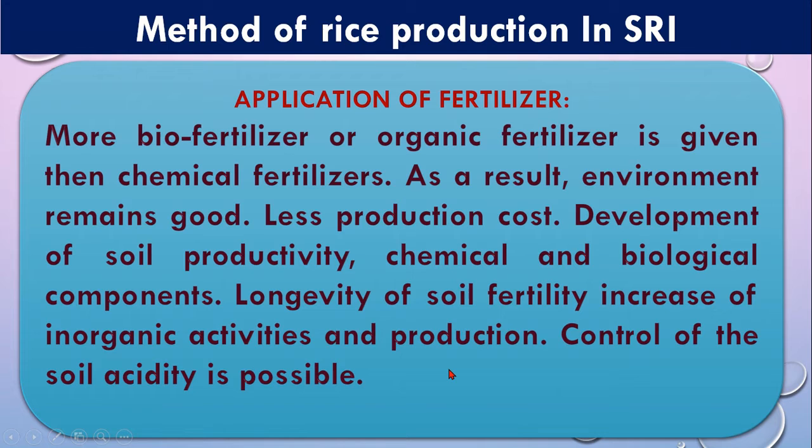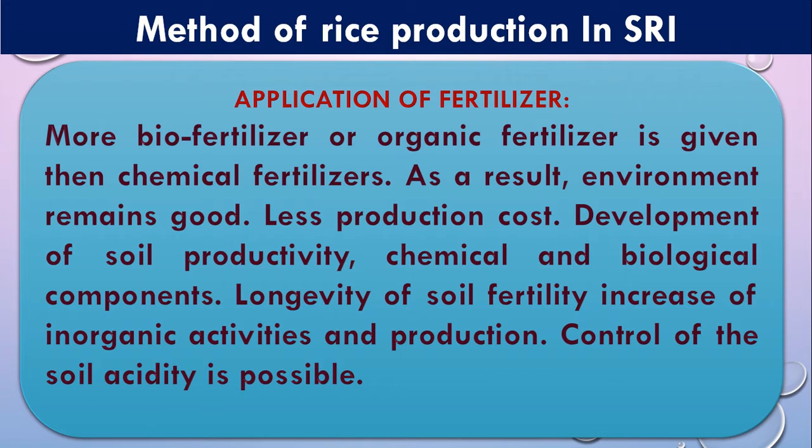Application of fertilizer. In this method, biofertilizer or organic fertilizer is applied rather than chemical fertilizer. Scientists say do not try to apply chemical fertilizer, try to apply biofertilizer or organic fertilizer, because this is environment friendly and has less production cost as well, and soil productivity will be developed where fewer chemical and biological components are applied. That is why fertility will be increased, with longevity of soil fertility, increase of inorganic activities and production, and control of the soil acidity is possible.